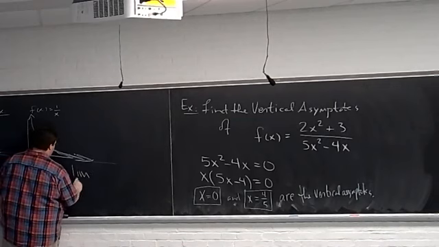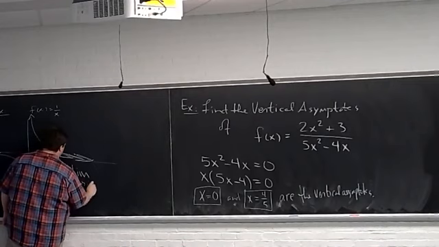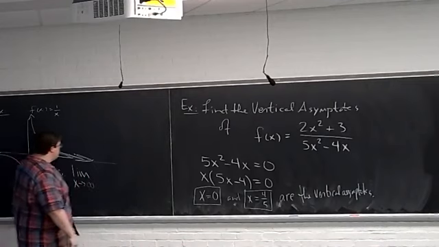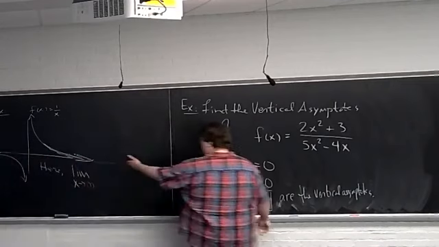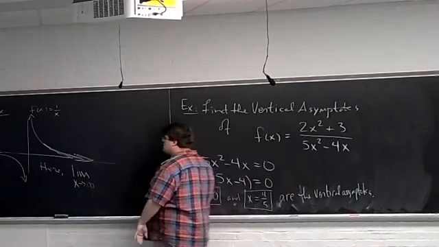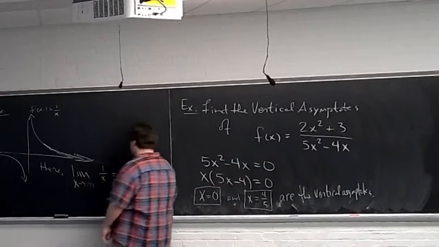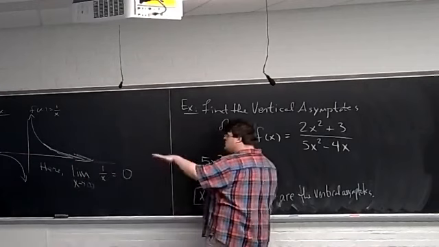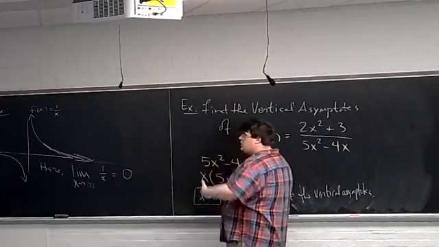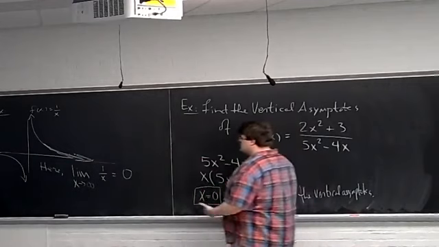Here, the limit as x goes to infinity. We're going in the positive direction on the x-axis. Limit as x goes to infinity is 0. Stays positive, but it keeps going down. That limit is 0.